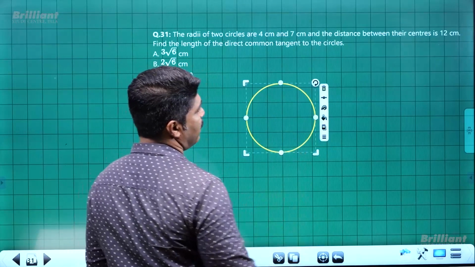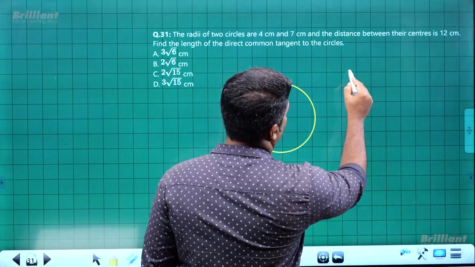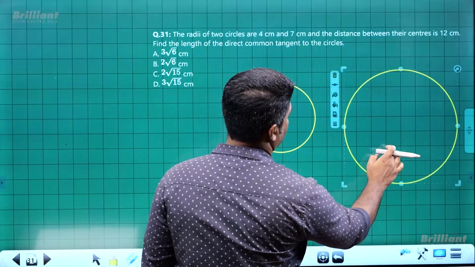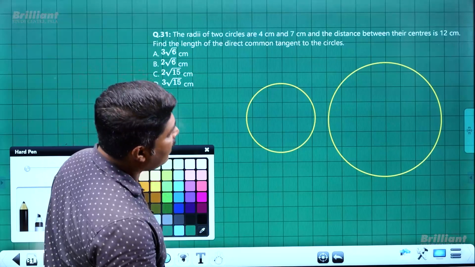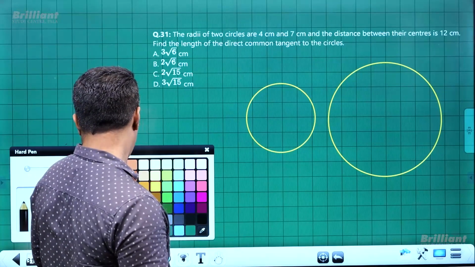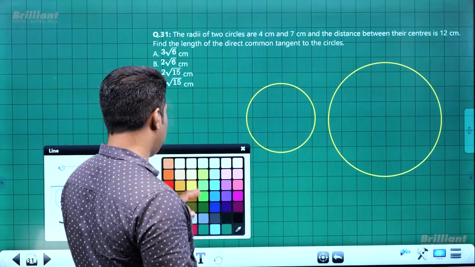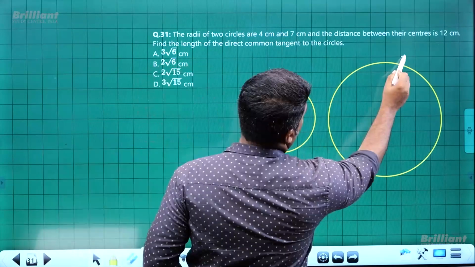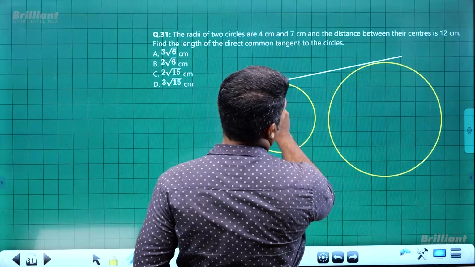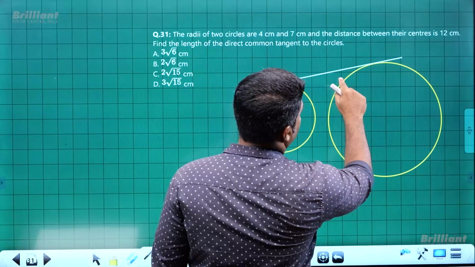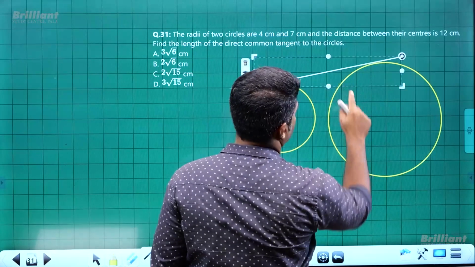One circle is here and another big circle here. And here a direct common tangent. So you have to draw that common tangent also. We just consider it like this. So this is the direct common tangent.